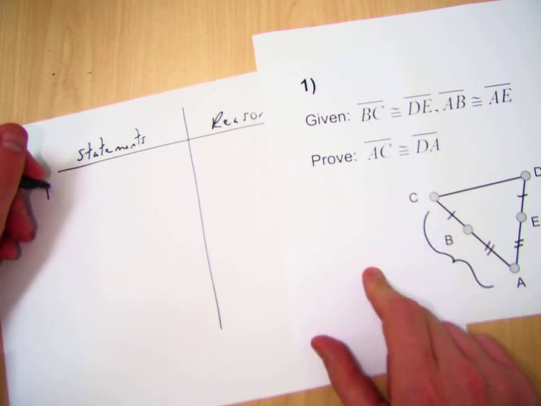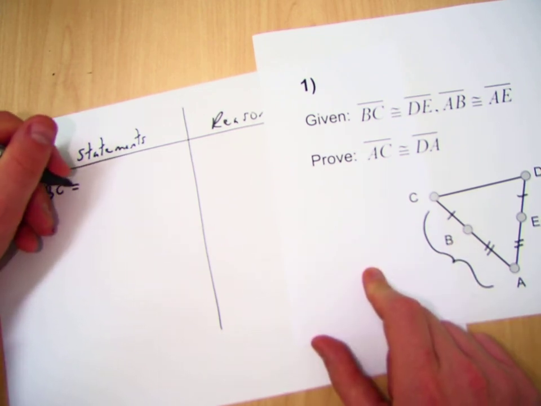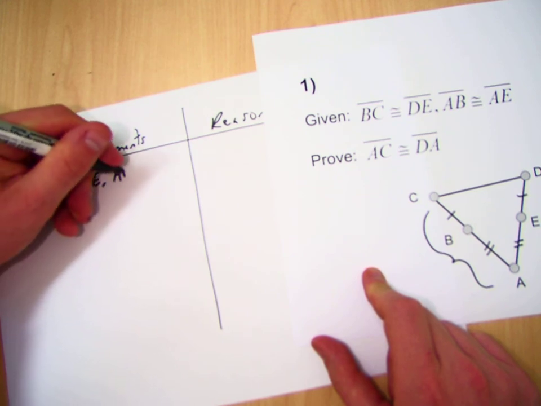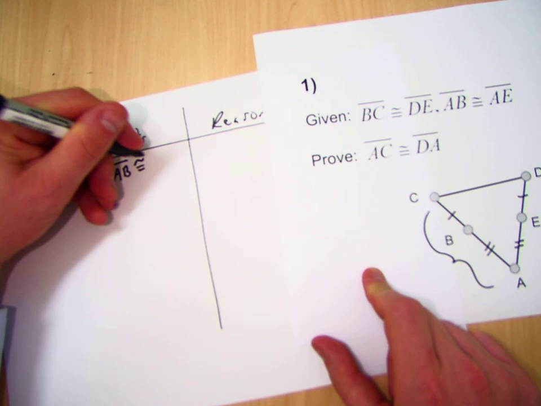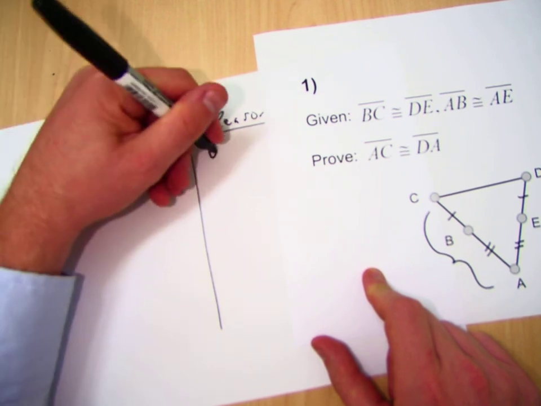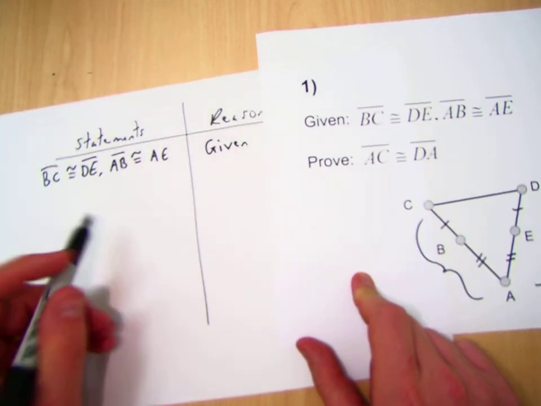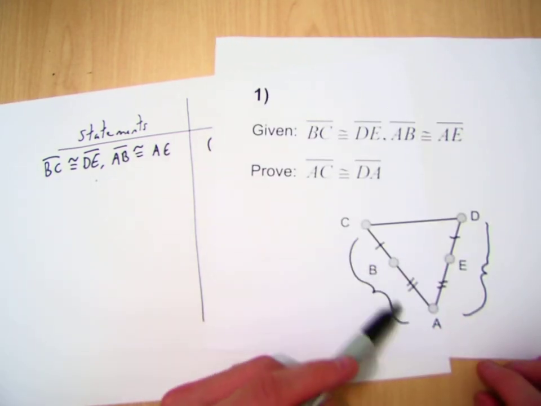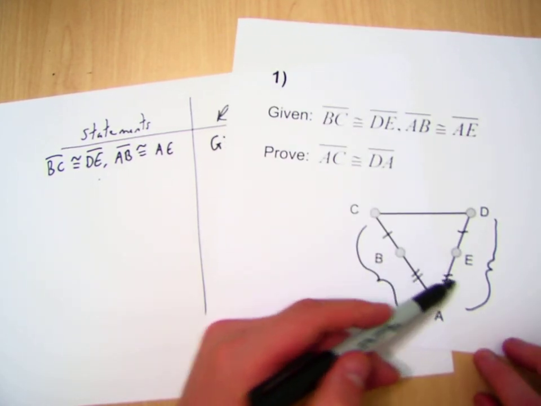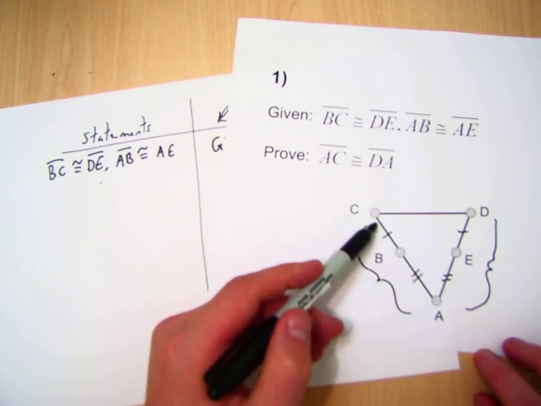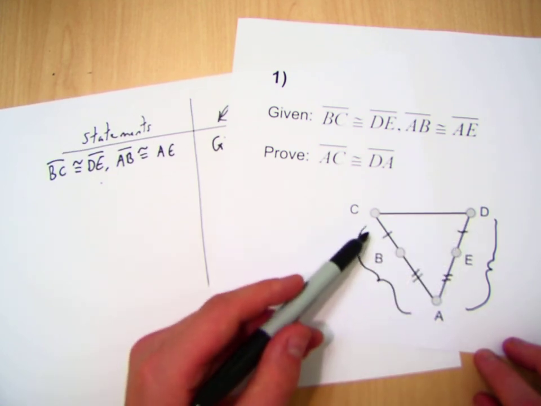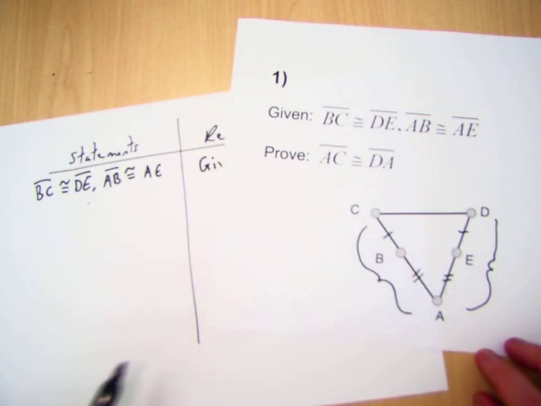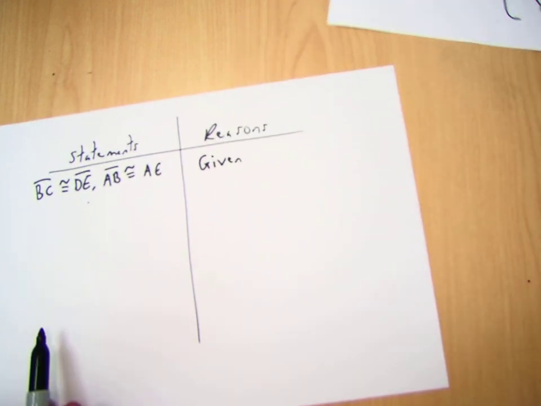I'm given that BC is congruent to DE, and that AB is congruent to AE, and these are both given. Okay, so those two points I'm given here. From here, I outlined on my diagram that AB is congruent to AE with those little lines, and that CB is congruent to DE. They ultimately want me to prove that this long segment AC is congruent to DA. Okay, so let's see how we can do that.